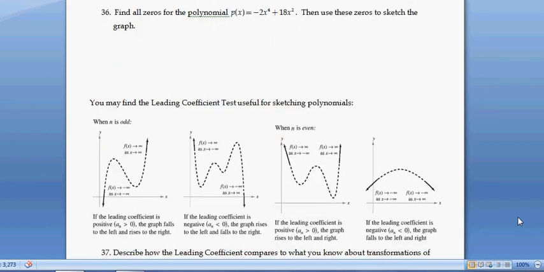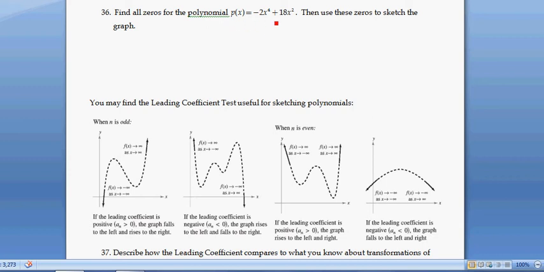We want to find all the zeros for the polynomial p of x equals negative 2x to the fourth plus 18x squared. If we're going to try to find the zeros, we want to take full advantage of the factored form of p. This section is going to be a big test of your factoring skills. If you know that you're weak with factoring, that's a skill you're going to need to refresh your memory with. In particular, you should be able to factor greatest common factors, which is what we're going to do here. You should be able to factor trinomials, a difference of perfect squares, and factor by grouping. All of those are things you should look up and make sure you understand.